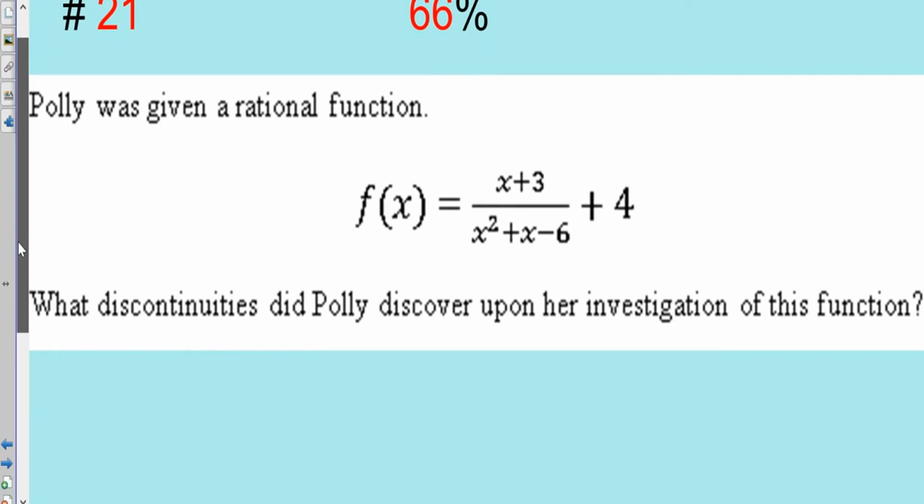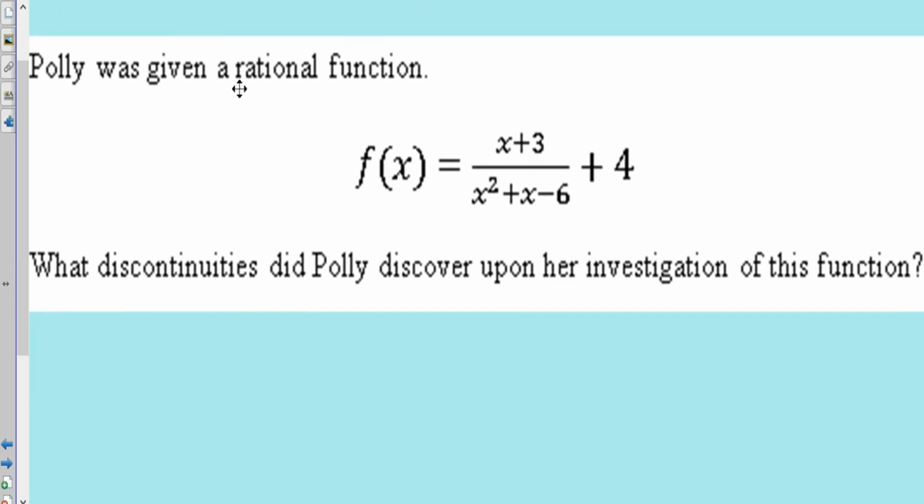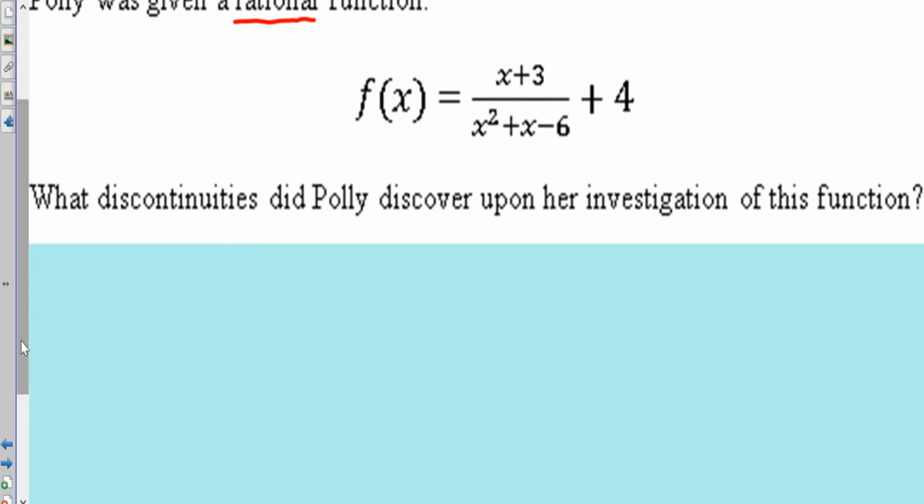This has to do with rational functions. Remember, a function that's like a fraction. It says, what discontinuities did Polly find upon her investigation of this function? Now, there's a lot of things we learned we can do with this. Discontinuities has to do where x does not exist. You get those from the denominator. What we need to look at is if we can cancel any values here, because that will create a discontinuity.